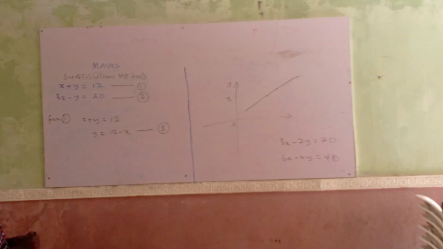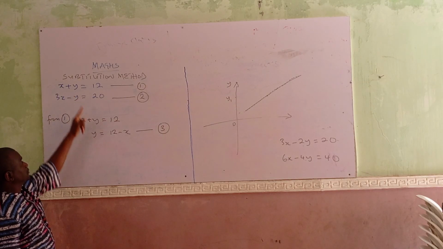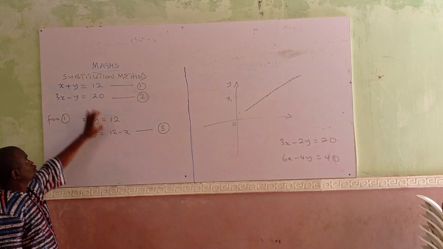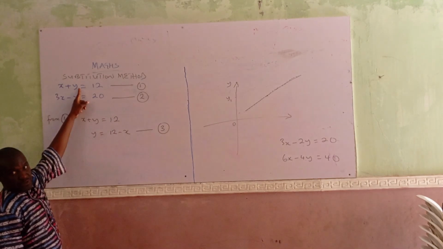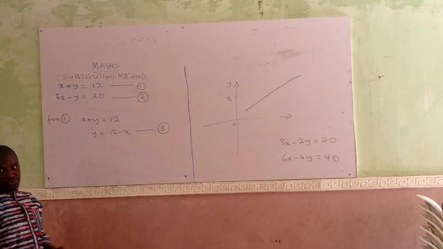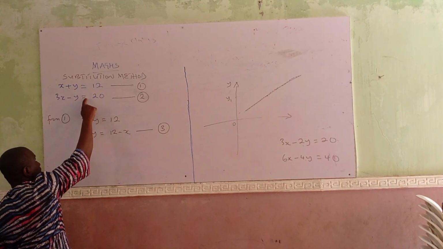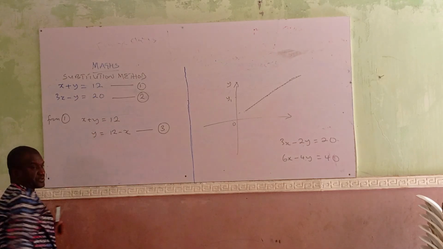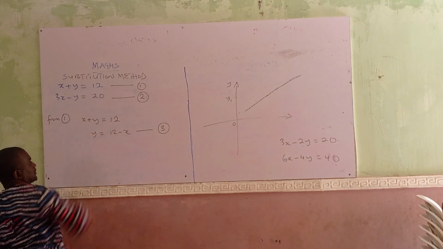Since we are using 1, that means we are substituting the value of y into 2. Take note, into 2. You are not supposed to use this one. If you use this one, I'm going to give you 0. If I use this one, I'm substituting the value back into this one. Since we are using this one now, we are putting the value into this other one.